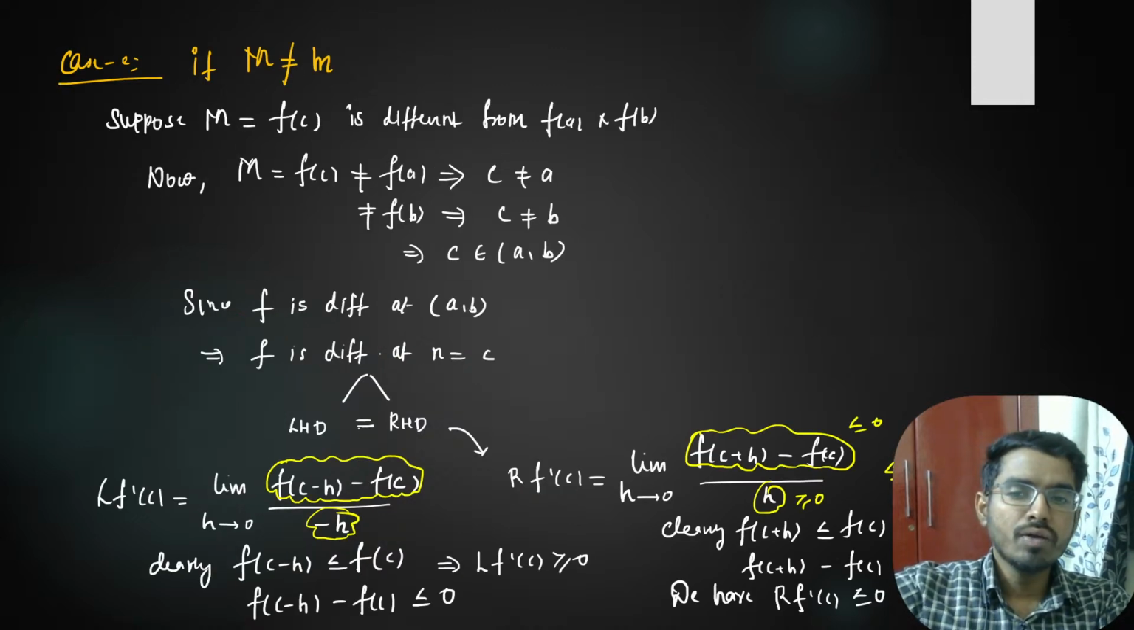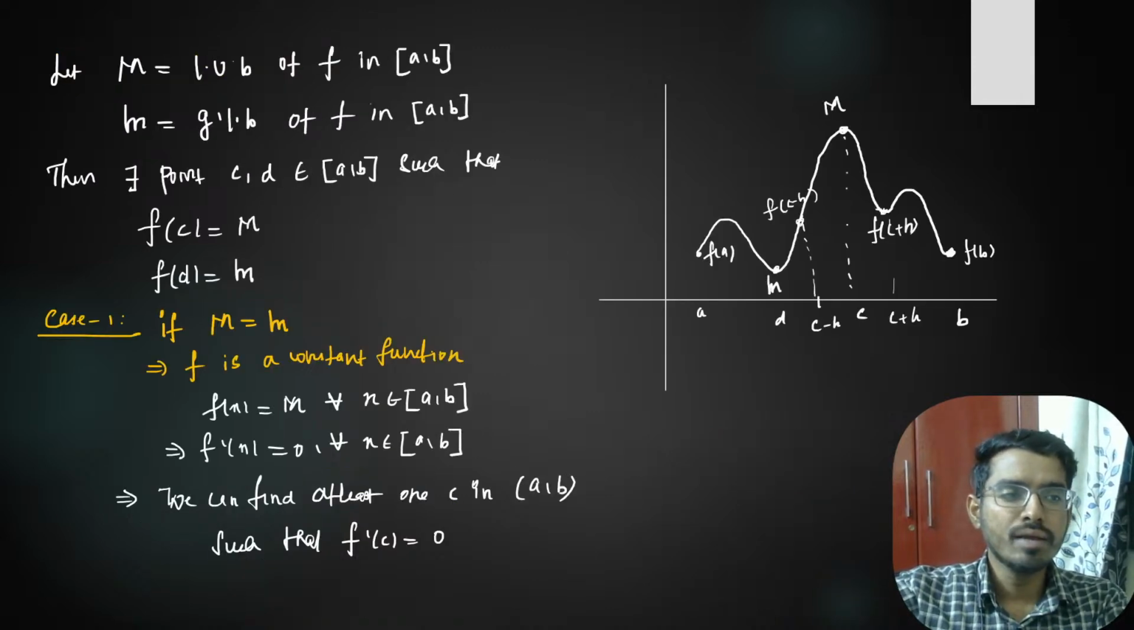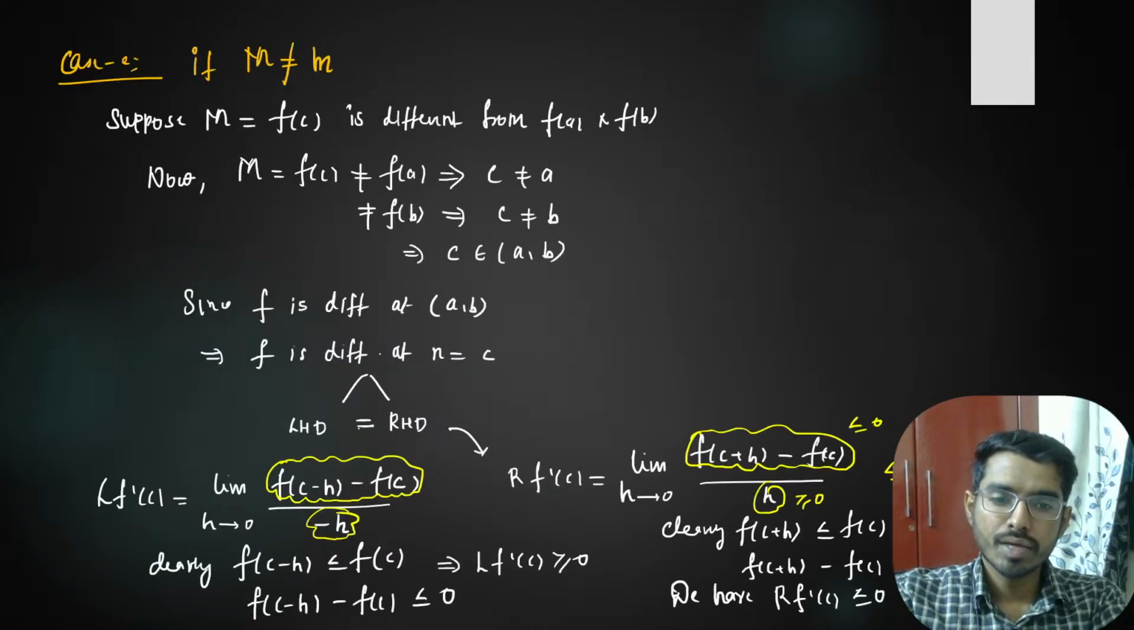If capital M is not equal to small m, very simple, right? Suppose M is equal to f of c, which is differentiable. I have shown this for capital M; similarly, you can also show it for small m. Why am I showing it for capital M? Because of 12th standard mathematics: maxima and minima always occur at critical points, and at critical points the derivative is always equal to 0. That is why we are choosing the maxima and minima values.